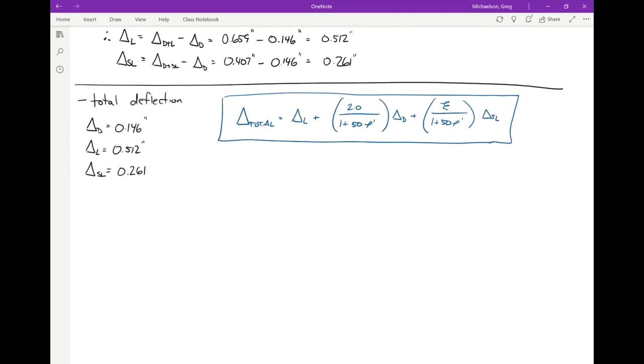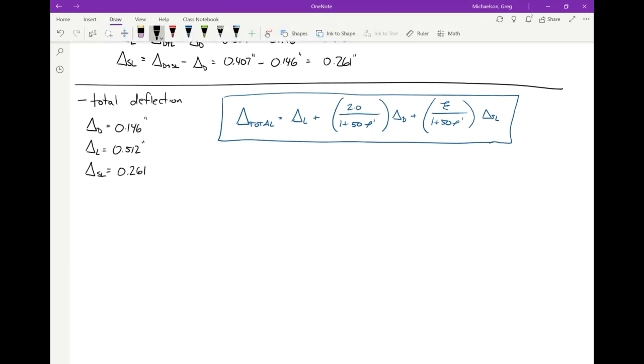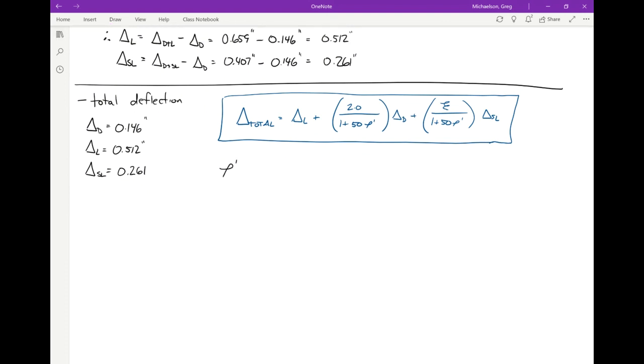So we need a couple values. First off, our rho prime, I'll go ahead and give you the formula for rho prime. It is the compression steel divided by BD or BWD, but this beam doesn't have any compression steel, so this is going to be 0 square inches divided by whatever this is, but it doesn't matter because that's 0. So rho prime is 0. So the only thing left we need to figure out is this xi factor, this time-dependent factor.